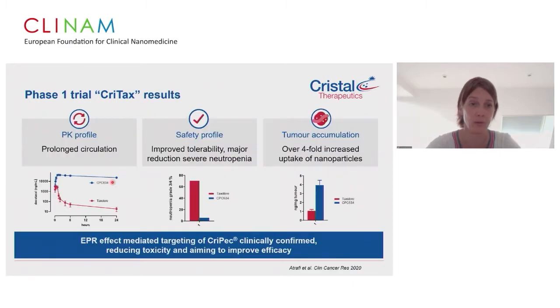And clearly this is a very brief summary; if you're more interested, see the publication. The key conclusion was that within the same study, again with each patient being its own control, we could nicely demonstrate the much more prolonged circulation of the nanoparticles as compared to Taxotere, a really significant drop of the neutropenia from 75% to less than 5%, and the most appealing clearly was the fourfold higher uptake of the nanoparticle as compared to the Taxotere. So really indicative that the long circulation resulted in good uptake in tumor tissue.